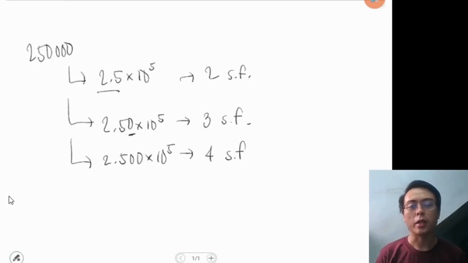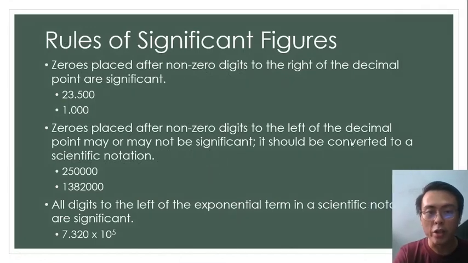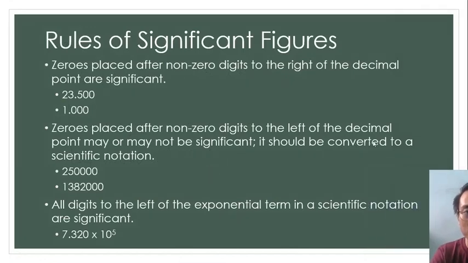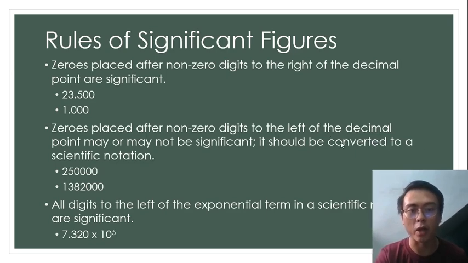Okay, so that is how we discern how many significant figures there are. And lastly, all digits to the left of the exponential term in a scientific notation are significant. That is what we have done in the previous example as well.